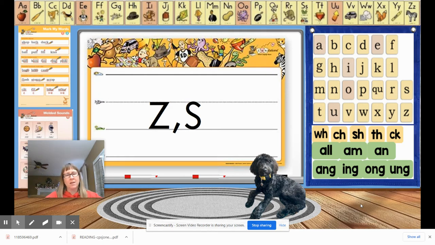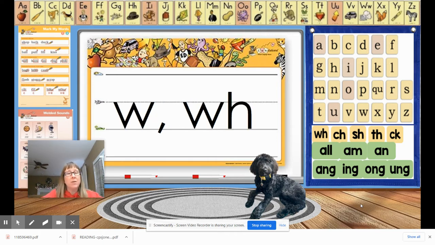Somebody raise your hand and tell us how to spell W. I hope you remembered two ways. Let's see. W and WH. Which one of these do we use for question words? Somebody raise your hand and tell us which one of these ways to write W do we use for question words? That's right, WH. We had why, we had where, when. Those are all question words. I think we had what also.